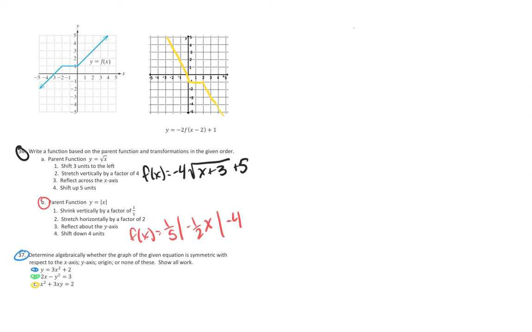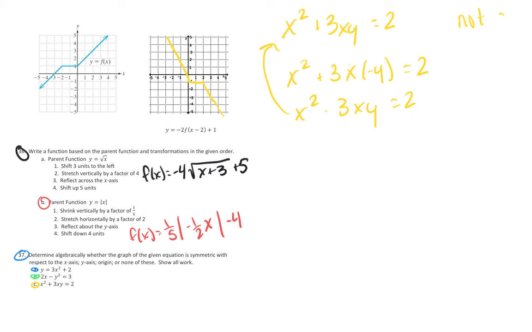So we're going to be going through the same process with this one. We have x squared plus 3xy equals 2. And we're saying if it's symmetric across the x-axis, so we plug in a negative y. So we have x squared plus 3x times negative y equals 2. We can change that to x squared minus 3xy equals 2, and that is not the same as our original function, so it's not symmetric across the x-axis.